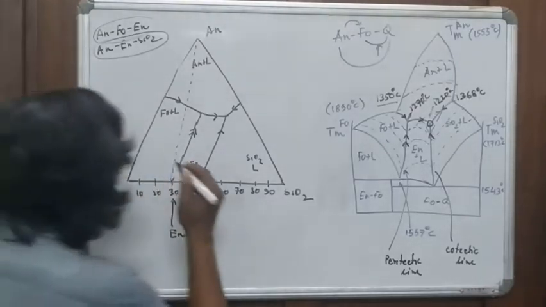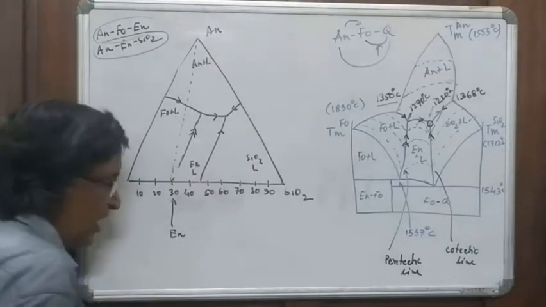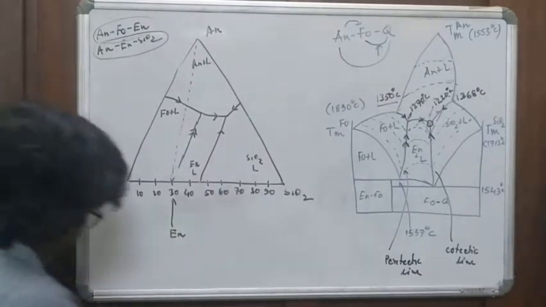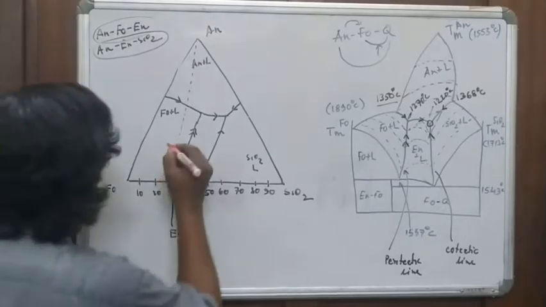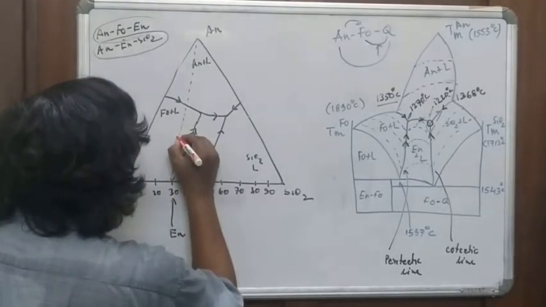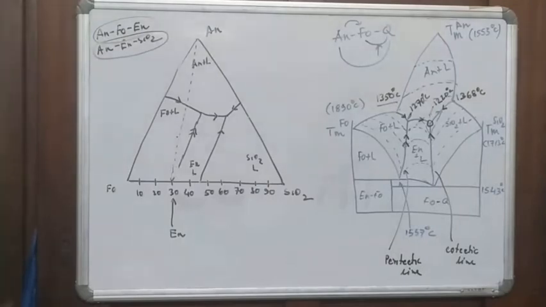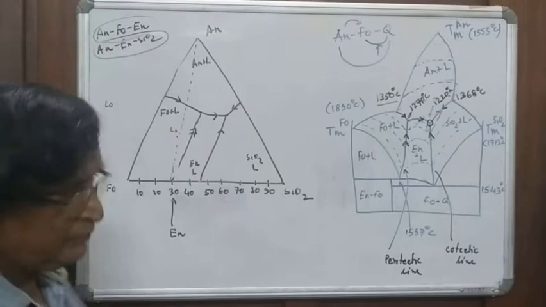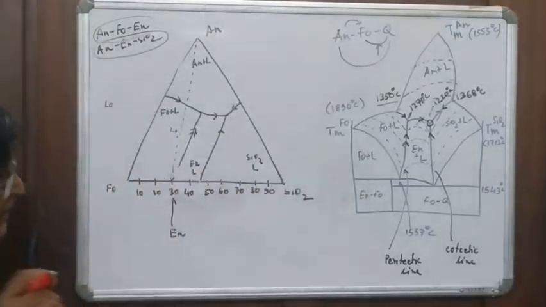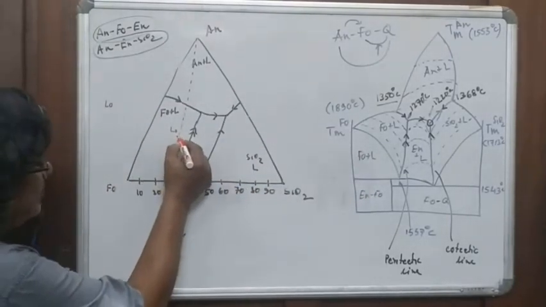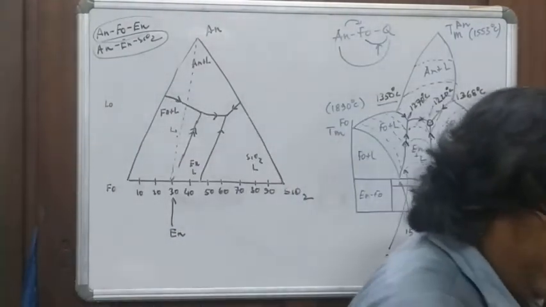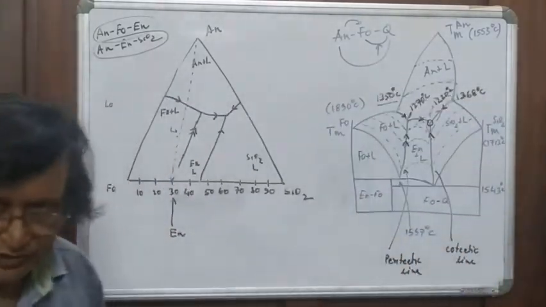Now let's say I am starting, mark my words very carefully. I am starting from a composition here, a liquid L0. This is my L0 composition. I am deliberately taking this point very close to this broken line. I've taken it deliberately, not by accident, by choice.